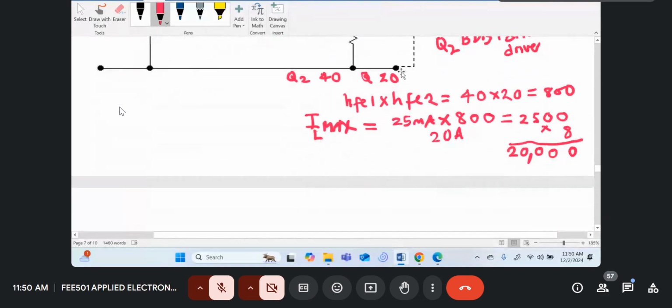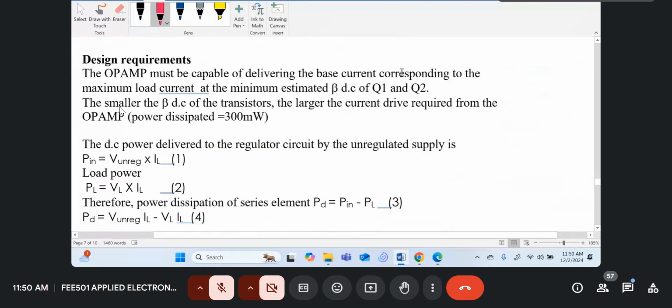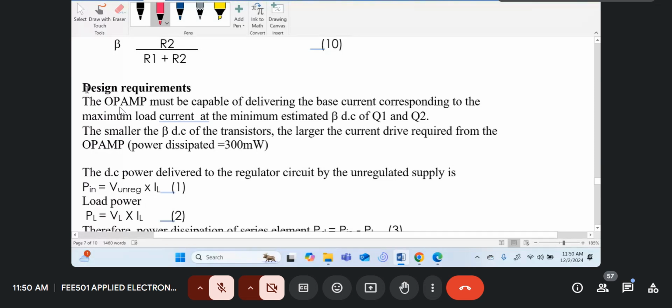Now let's continue with our notes. So we've done this design over here. We're considering the design requirements. Number one is that the op-amp must be capable of delivering the base current corresponding to the maximum load. So how do you get to the op-amp requirement? Supposing IL is the load current, IL max is your design.